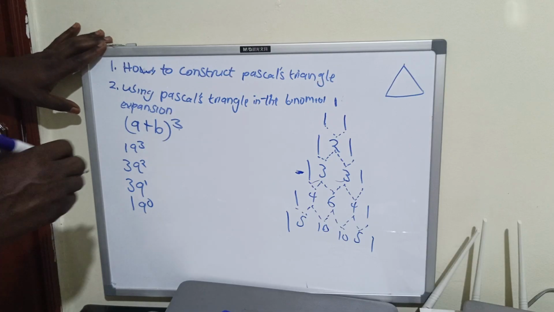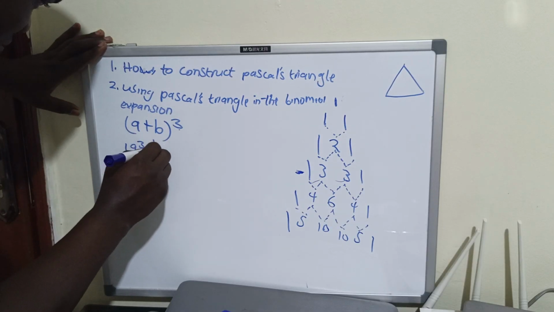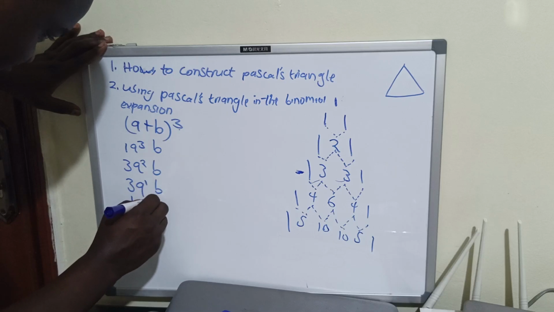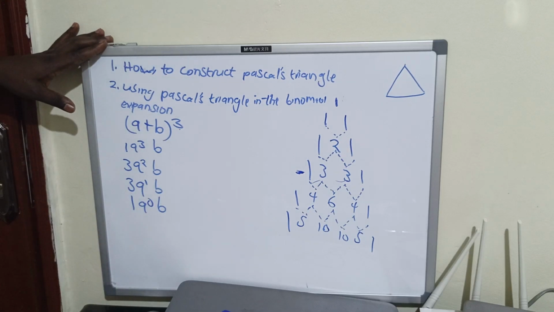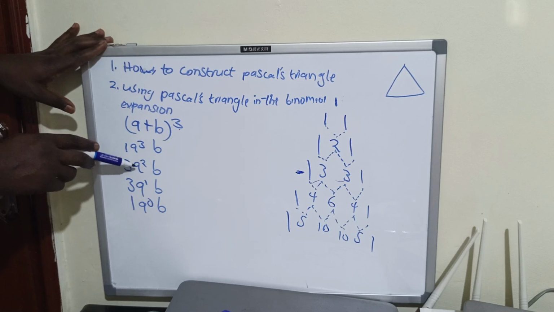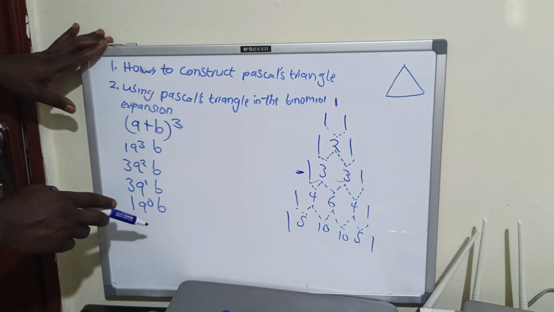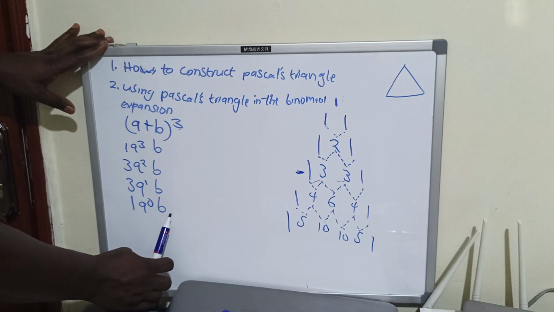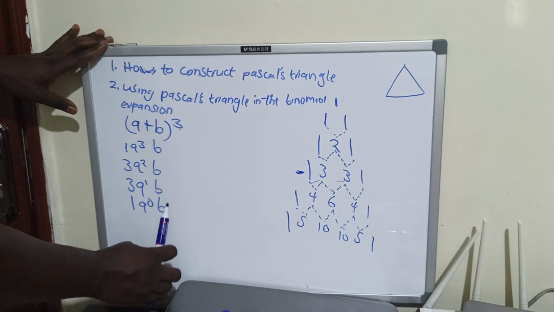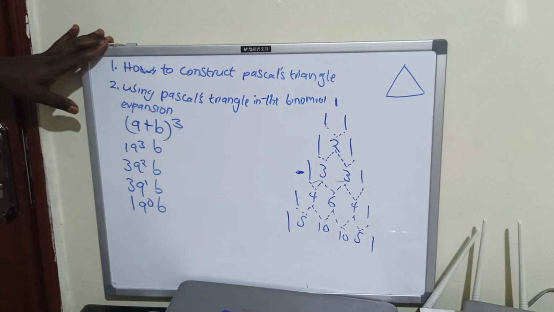Then we go to b. You say b, b, b, b. Pay attention here. You see here, the powers were reducing as you go down. This side, at the side of b, the power will reduce as you go up.